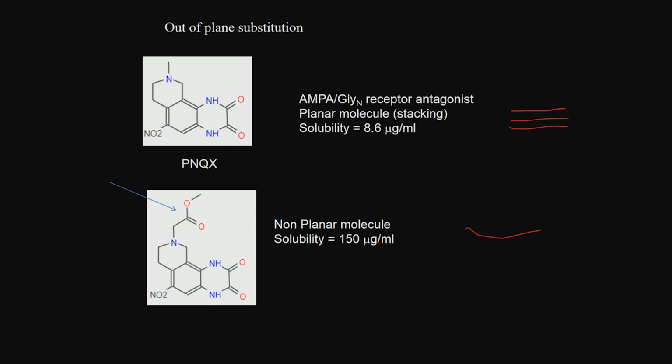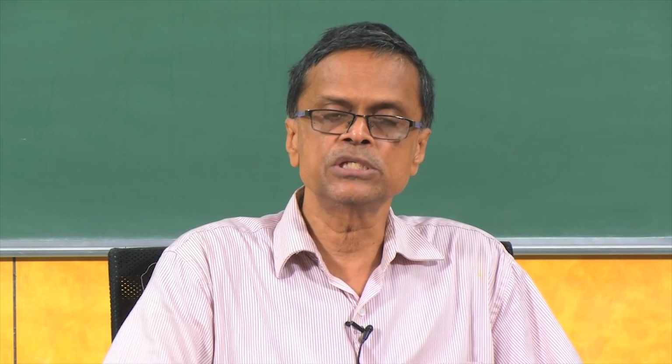So, solubility has increased to 150 microgram. So, a big increase, that is called out of plane. Any crystalline material, if you make it into amorphous material, solubility is increased. This is one way of structural modification.